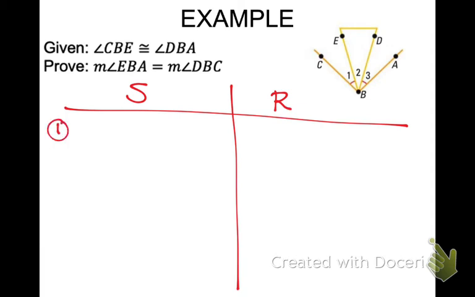Line 1 is always our given. So what are we given? We're given angle CBE is congruent to angle DBA. Given.